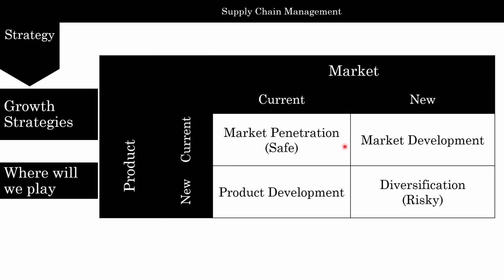The next strategy is to use your current product and go to a new market. This is a market development strategy, which is a lot riskier than your market penetration strategy. If you have a new product, but you are marketing it to the current market, that's the product development strategy. And then finally, a new product to a new market, which is a diversification strategy, which is the riskiest strategy. So you have from safe to risky. Remember, the higher the risk, the higher the returns.